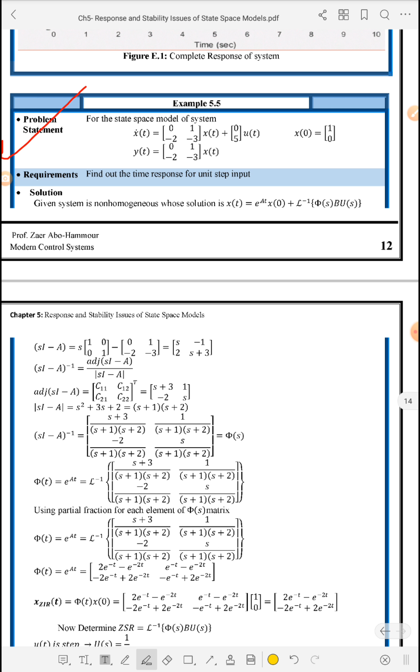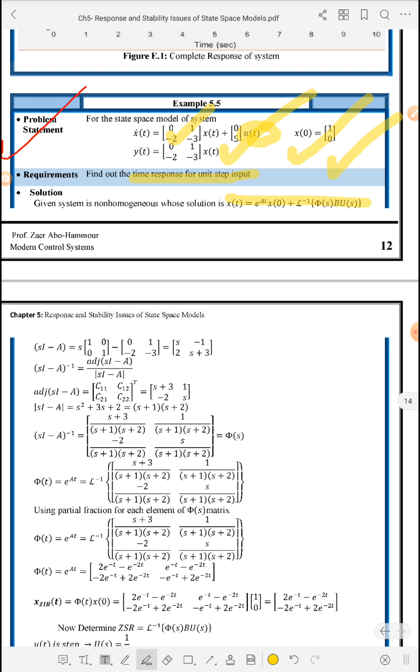In this example, we notice that the initial condition is given, and here we have u of t in it, and u of t is defined as unit step input. So this system is excited by both the initial conditions and the input. The size of this system is 2 by 2, and we will find the overall response, which is due to the initial conditions from one side and due to the input from the other side. So this is what we mean.